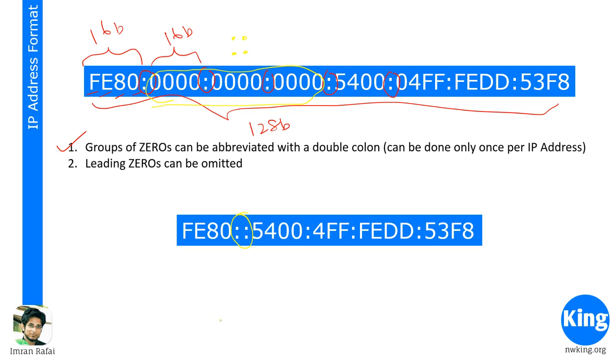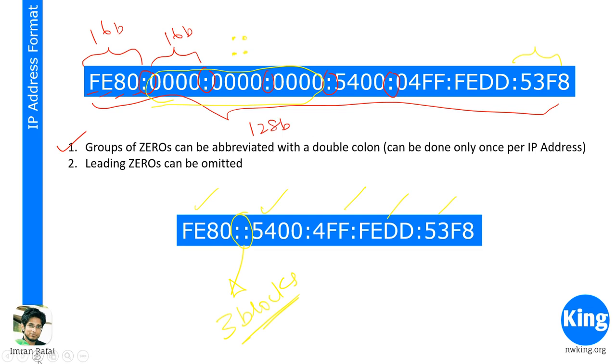If somebody gave you this IP address like this, FE80 double colon 5400, whatever that number is, how do you know how many blocks of zeros are there in between? That is done by looking at the blocks. If I give you this IP address, I know 1, 2, 3, 4 and 5. There's 5, but there's supposed to be 8, right? So 1, 2, 3, 4, 5, 6, 7, 8. So you need 8 blocks of 16-bit numbers, and you only have 5. That means this double colon has 3 blocks of zeros, right? So that's rule number 1.